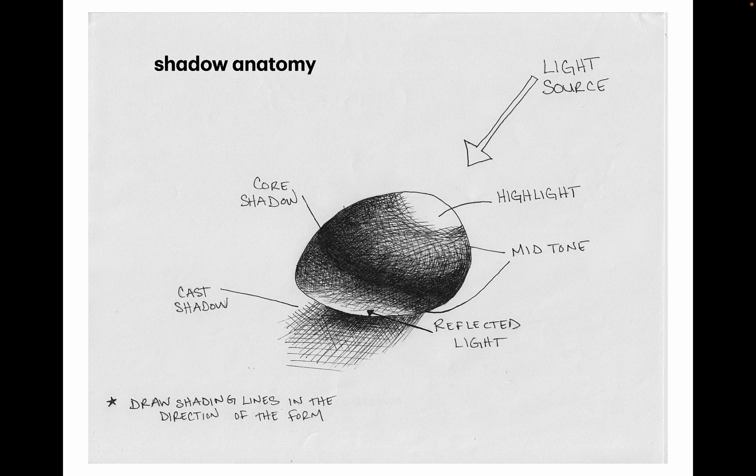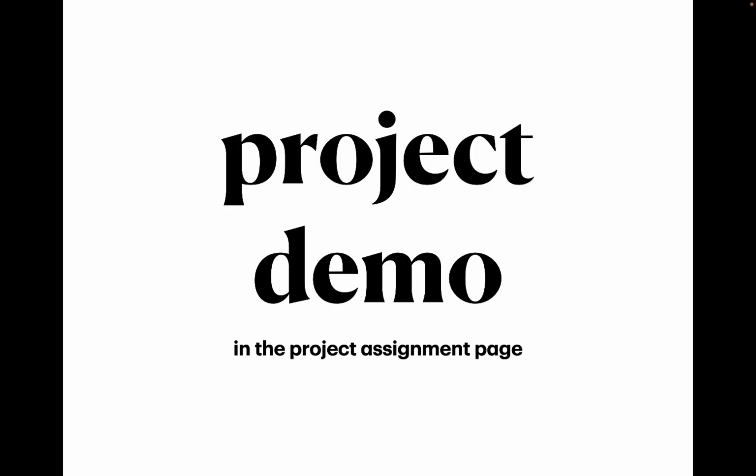So another tip that I put on this is if you're drawing your shading lines in the direction of the form. So if it's a circular object, you're making those circular rounded lines. That also helps turn the form, make it volumetric, make it look three-dimensional. All right, the project demo for that will be in the project assignment page. And then we're gonna move on to the sketch demo now.